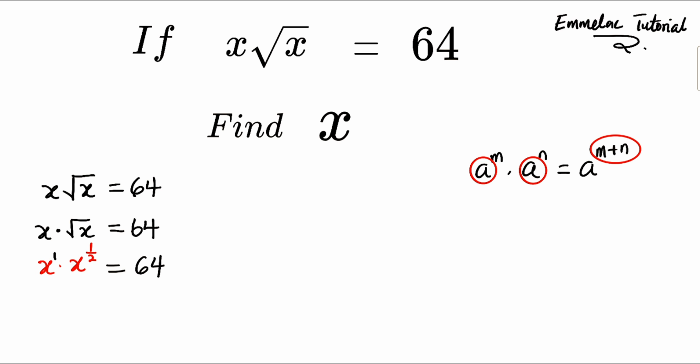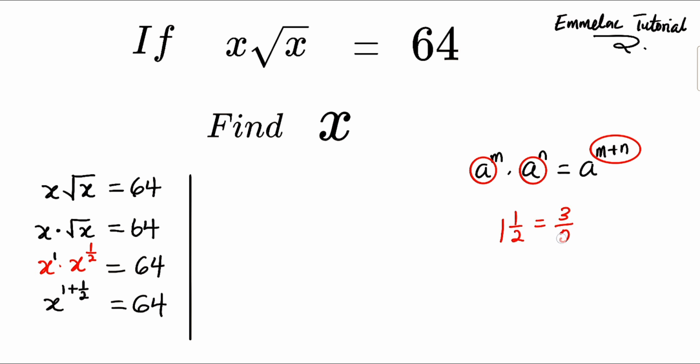So applying that rule here, we have x raised to 1 plus 1 over 2 all equals to 64. So when we sum this exponent, this is going to give us 1 number 1 over 2, which is the same as 3 over 2. So here we have that x raised to 3 over 2 then equals 64.